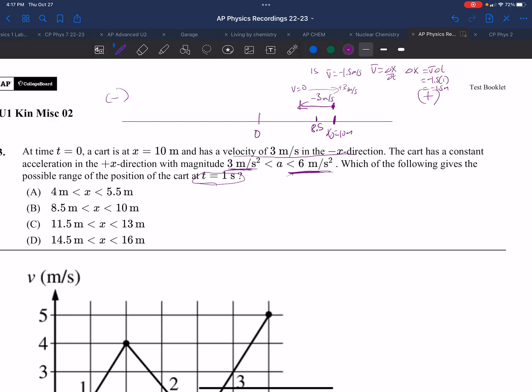And so the average velocity would be v plus v0 over 2. The final velocity is plus 3, the initial velocity is minus 3, which gives us 0 over 2. So the average velocity is 0, which means its displacement would be 0, and it would be at 10. So the range of possible locations is between 8.5 and 10, which is choice B.